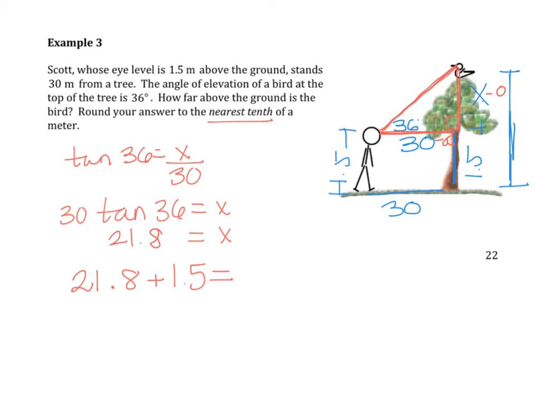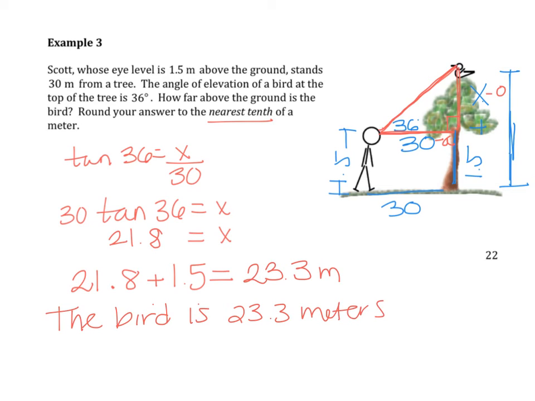Ultimately, the answer is 23.3 meters. So back to answering this in the context of the problem. The bird is 23.3 meters above the ground.